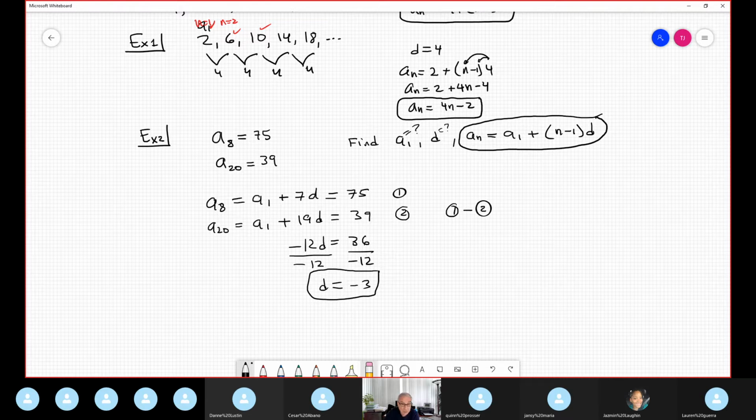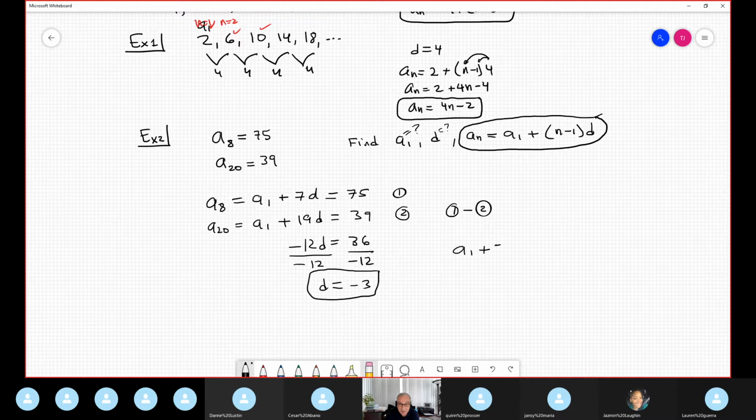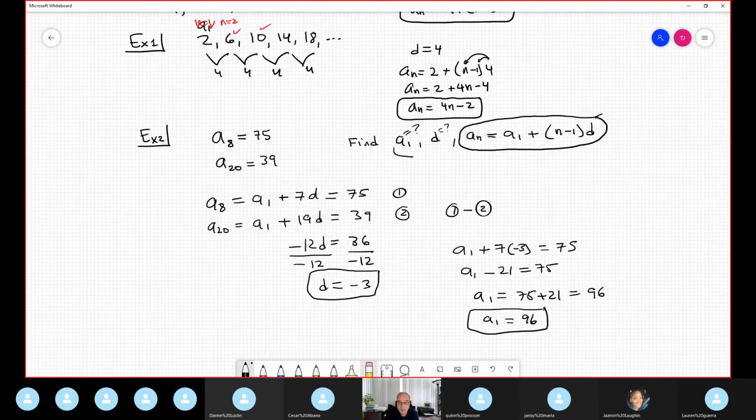In order to find the A1 value, you can use either equation. For example, using the first one, I don't know why. A1 plus 7 times negative 3 is equal to 75. This is negative 21. Therefore, A1 is equal to 75 plus 21, which is 96. Okay, ready to express it. Well, you found this guy, done. This guy, done. Now finally the expression.